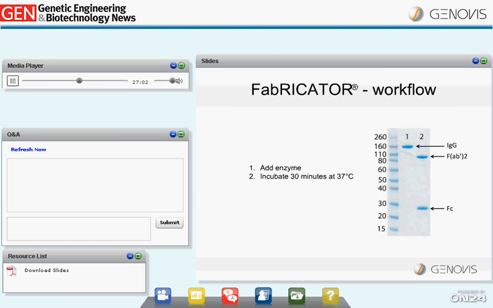So the basics of using the enzyme is quite straightforward. The lyophilized enzyme is reconstituted using water. Then the required amount of units is added to the antibody, and the reaction is allowed to proceed at 37 degrees for 30 minutes. And at that point, basically all material is digested into F(ab')2 fragments and intact Fc fragments.